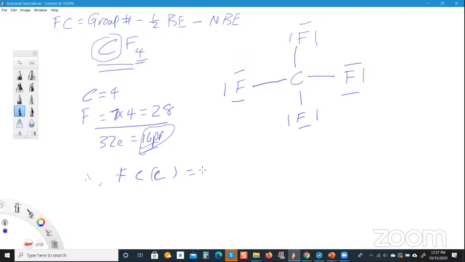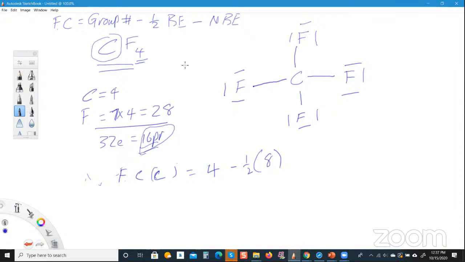So in the case of carbon, the group number is 4, we know that already, minus half the number of bonding electrons. So we have to look at the structure and determine how many bonding electrons are present. And what you'll see is that you have 2, 4, 6, 8 electrons. Remember, each line represents a pair of electrons. So we're going to put half 8 here.